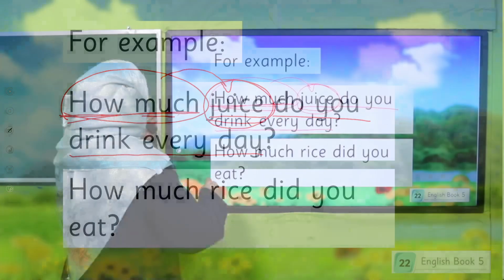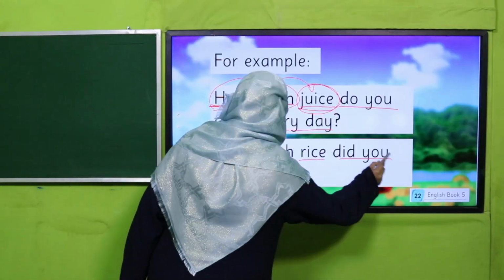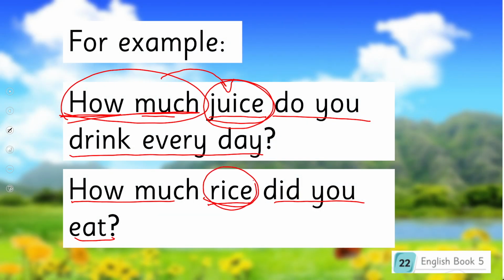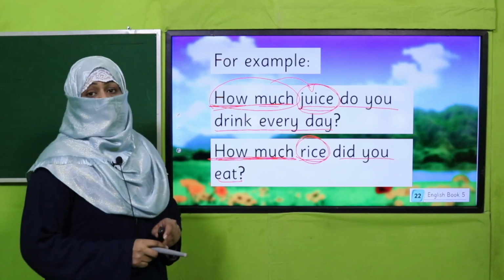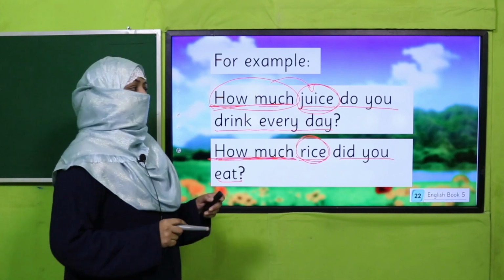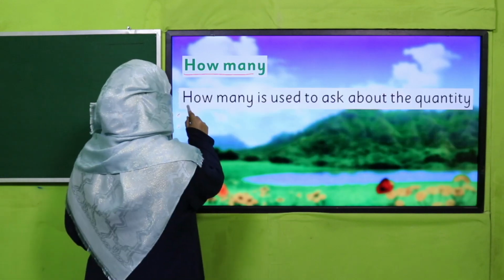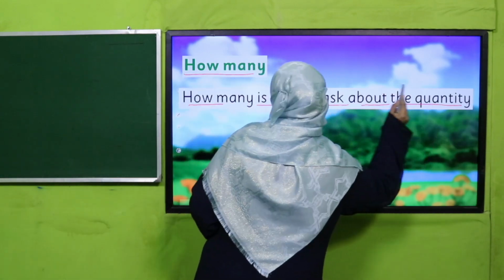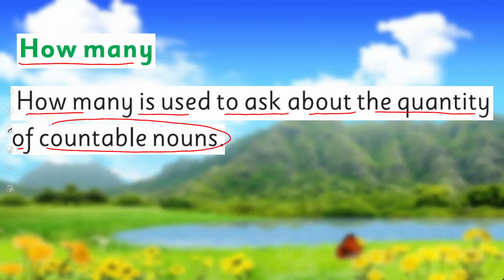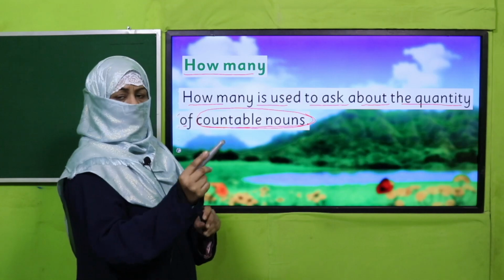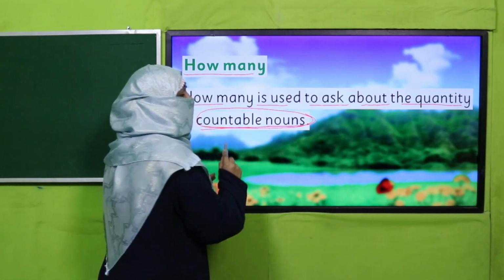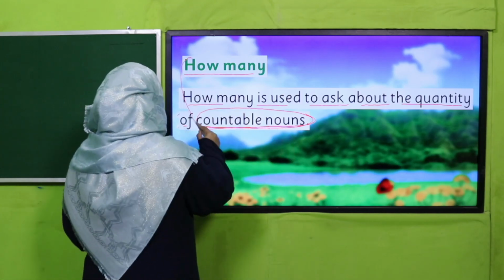All right. Likewise, how much rice did you eat? Now rice is uncountable. That's why I'm inquiring by using how much. Right? And now if I want to inquire about countable nouns, I will use how many. How many is used to ask about the quantity of countable nouns. First, I will find out is it countable or uncountable. If it is countable and I want to inquire about it, I will use how many.